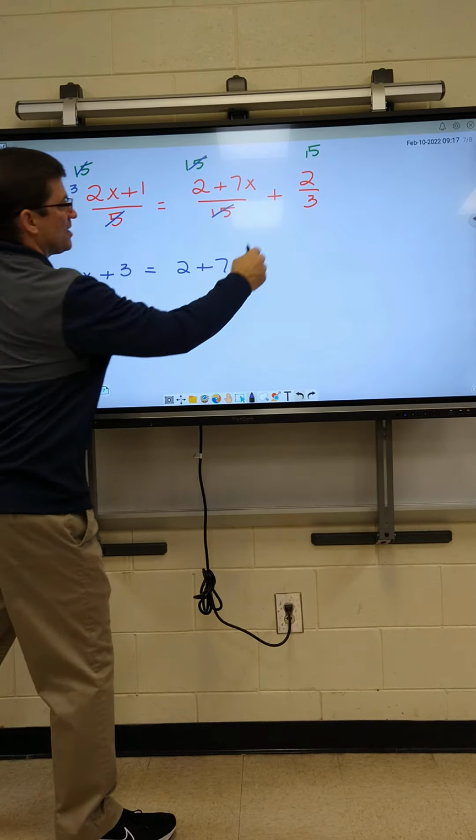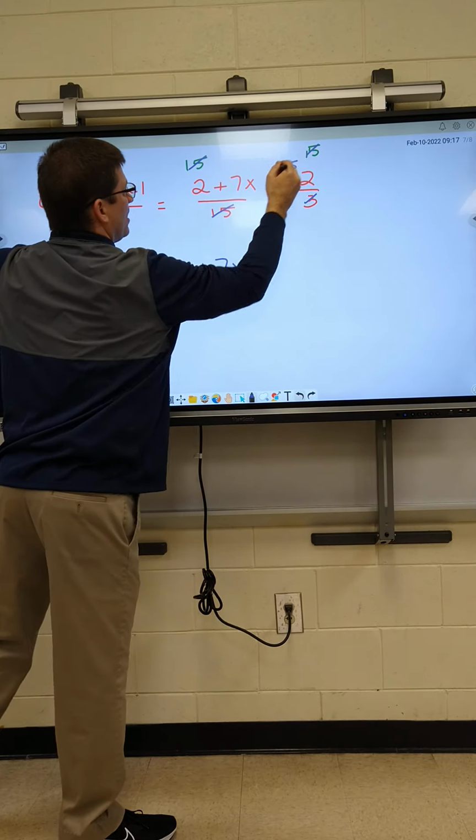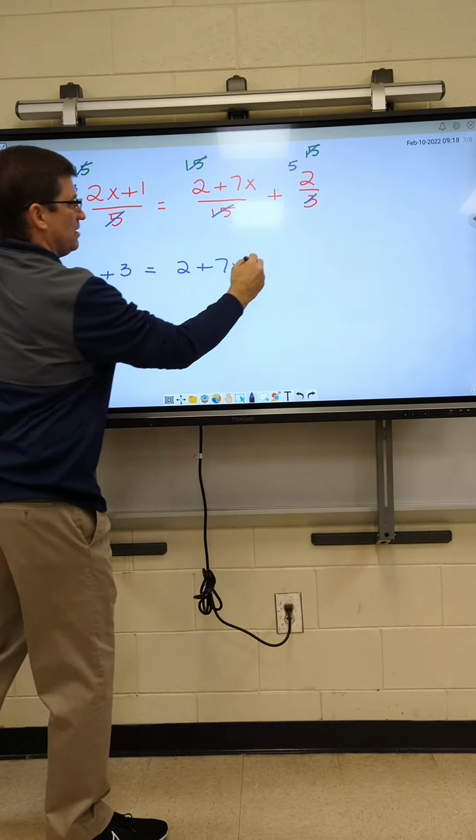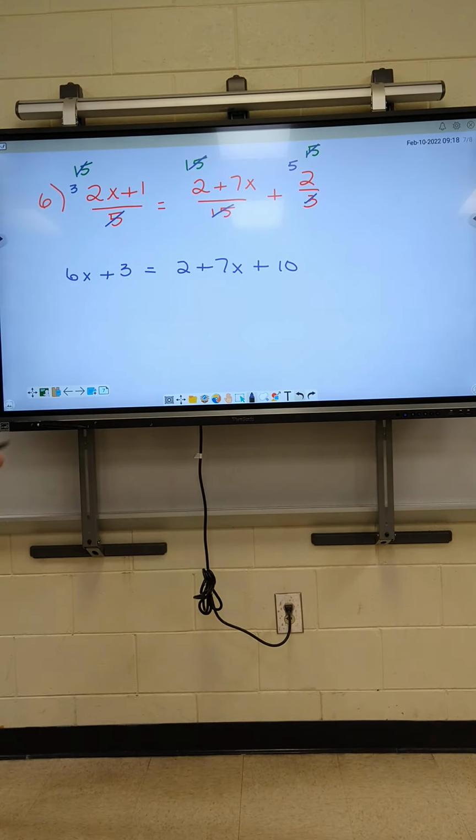All right, on the last one, 3 goes into 15 5 times. What do we bring down? 10. Yeah. All right, I can't do quadratic formula because I don't have an x squared. So you guys combine the like terms on the right side, then start moving stuff around, solve for x.